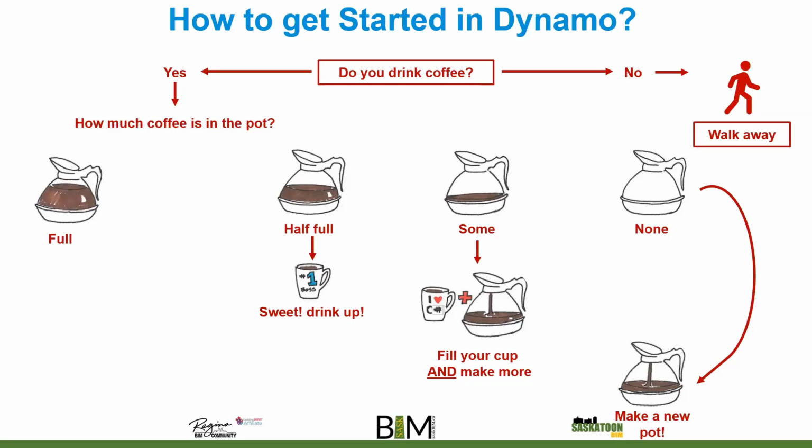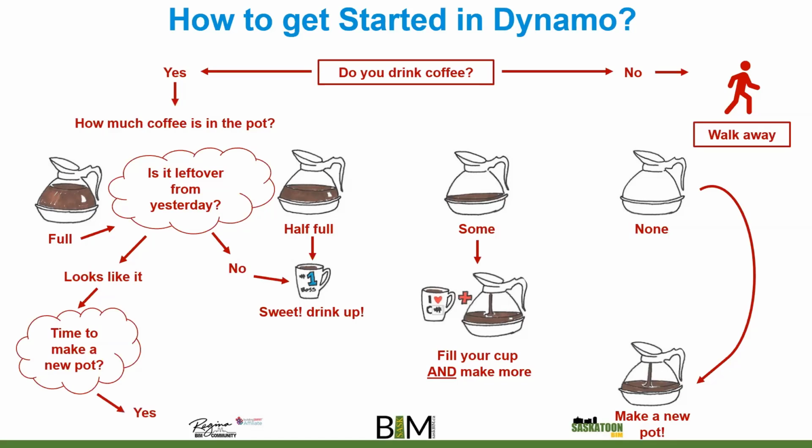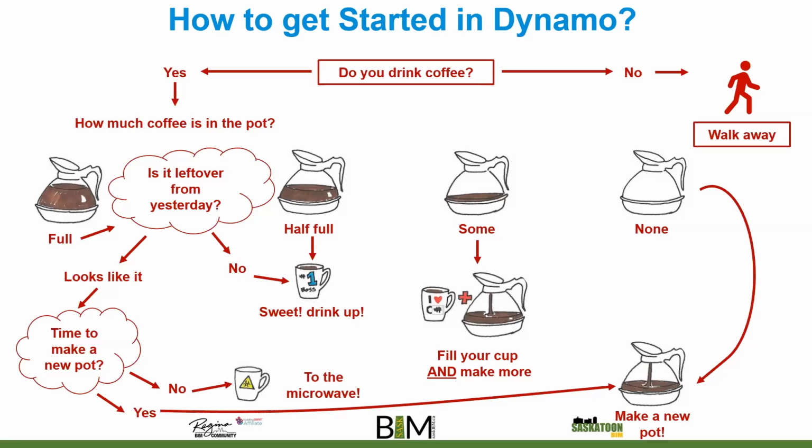Now, what if it's a full pot? It seems like a no-brainer to start, but again, we have to really think this through. What happens if it's leftover from yesterday? So it's not, all right, we can just take it. But what if it is? Do we have time to make a new pot? Sure. See the make new pot routine and we're off to the races. We don't have time to make a new pot? Well, we go to the microwave and we carry on.